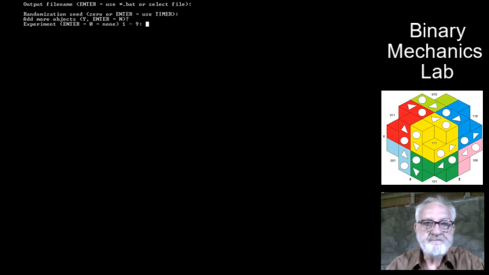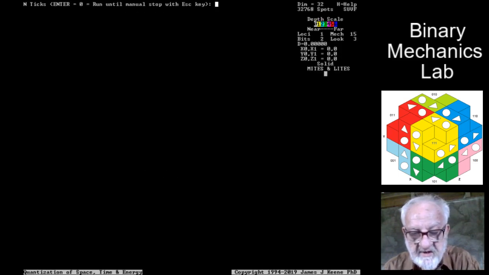So I'm going to choose positron3.mat, and it's going to ask for a randomization seed. I'll press enter, which means use the timer. Add more objects, enter equals no, I'll press enter. Experiment number, press enter, that means none. We're going to press enter for the default bit operations order. I'm going to press the O key during tick 0.